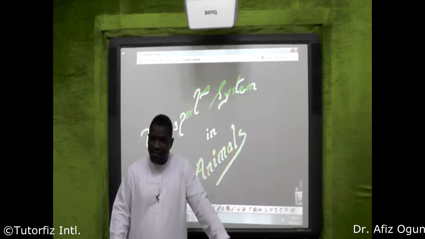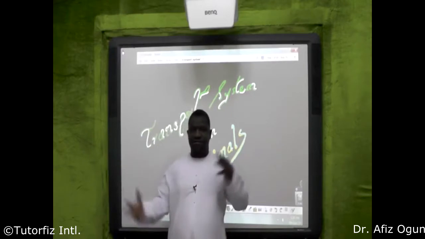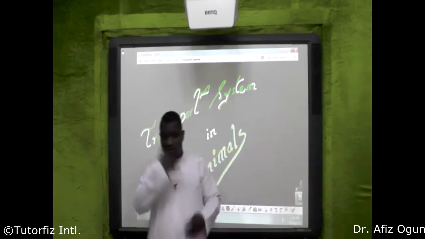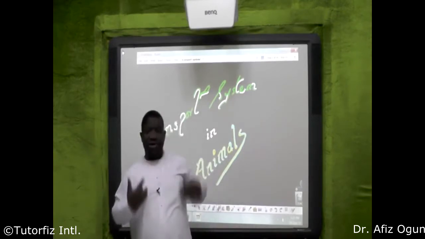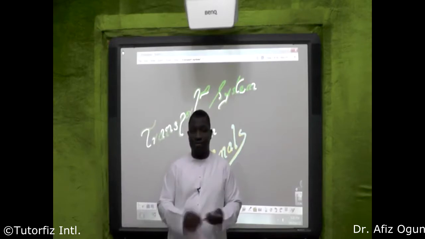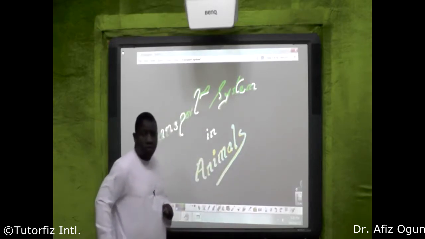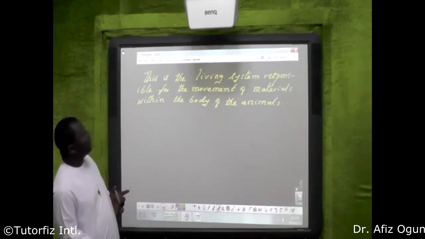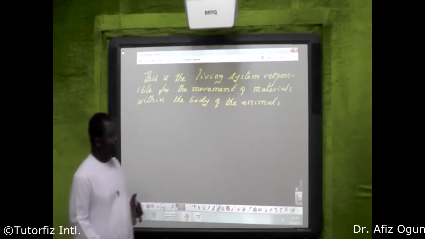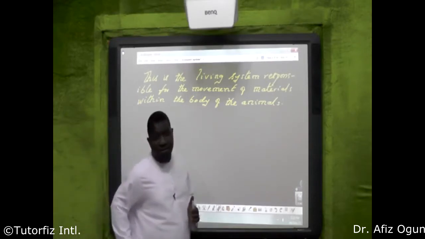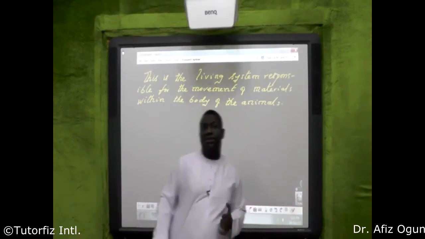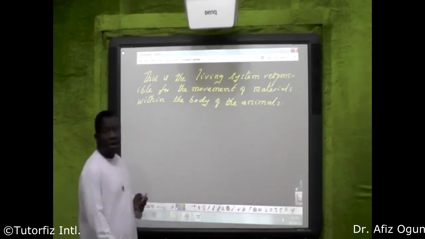What does this living system do? It is responsible for the movement of materials around inside our body, moving them around within the body of a living organism. So this is the living system responsible for the movement of materials within the body of animals. If it is a plant, within the body of the plant, but we are concentrating on animals in this class.